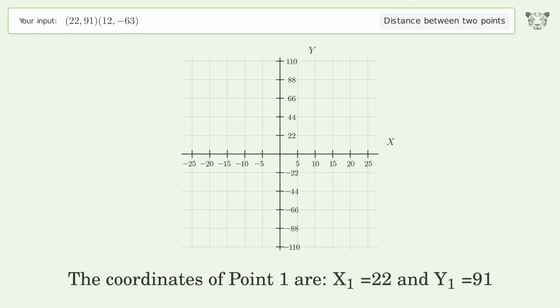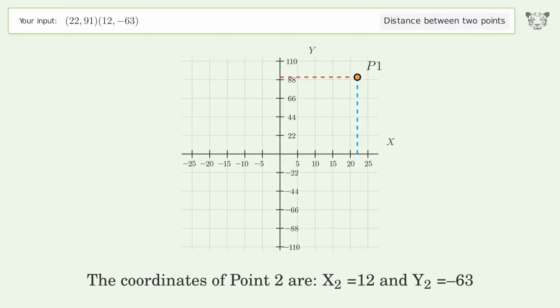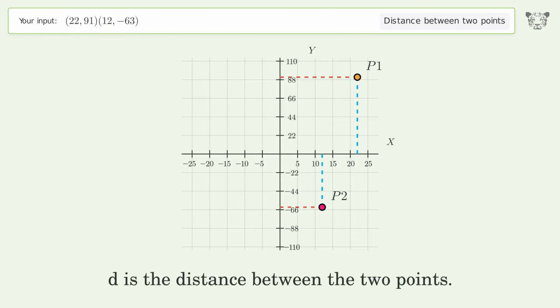The coordinates of point 1 are x1 equals 22 and y1 equals 91. The coordinates of point 2 are x2 equals 12 and y2 equals negative 63. D is the distance between the 2 points.